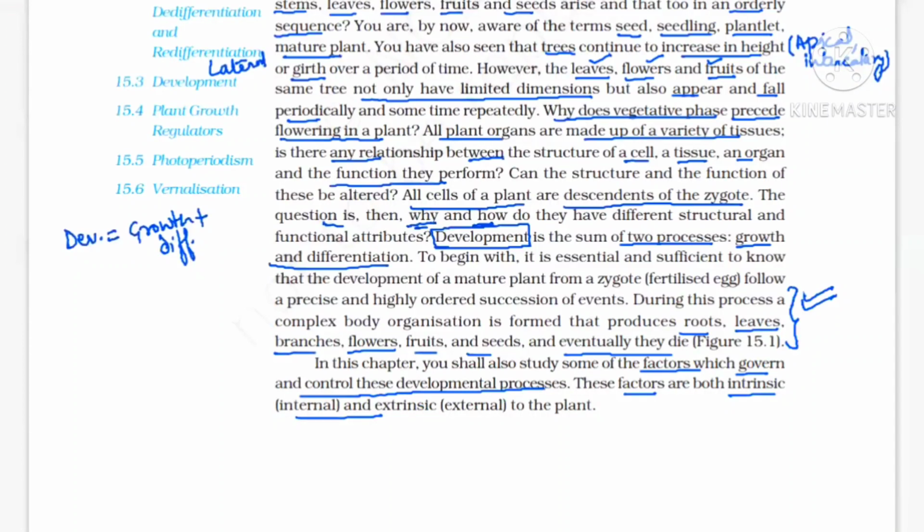So in this paragraph, the question areas are: what is development? Development is the sum of growth and differentiation. What are the processes which occur during development? The complex body organization will be formed, making the roots, leaves, and all these things. And the factors which control all this can be intrinsic factors or extrinsic factors.